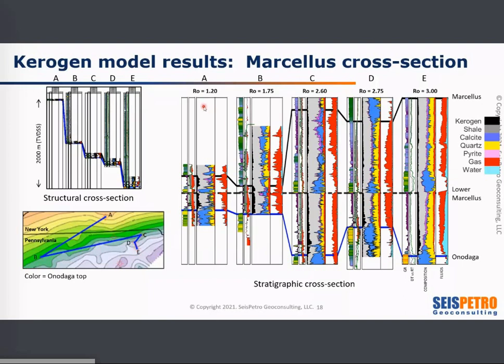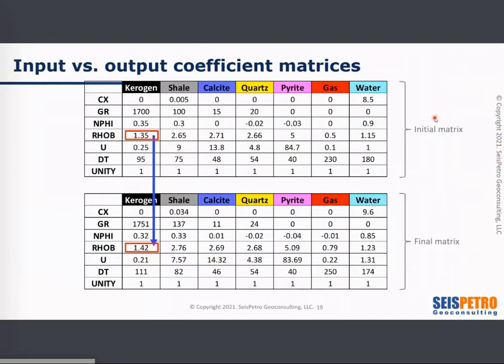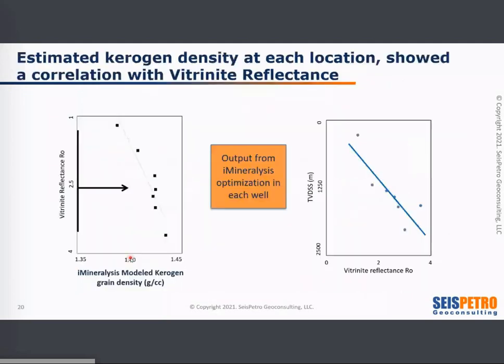And we can see at the top that we have the vitrinite reflectance going from very low maturity wells to over-mature kerogen. So for each of the iMineralysis solutions, we evaluate how the density of the kerogen changes from the initial number that we gave it to the optimized value. And we focus on the optimized value, or basically the changes that occur in the kerogen density. We then plotted the kerogen density versus the vitrinite reflectance, and we can see a very nice correlation. And it's what we expect.